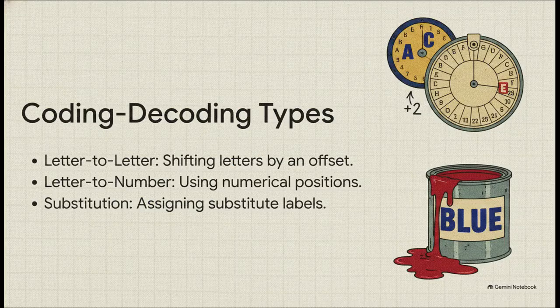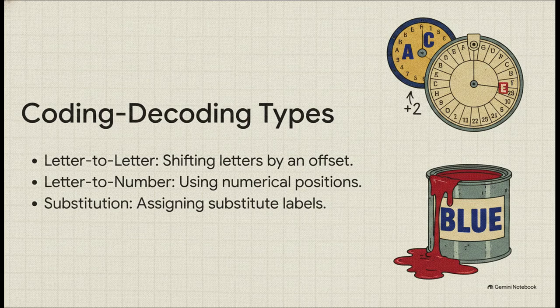So, when they throw coding-decoding questions at you, you've got to know their tricks. They'll usually do one of three things. First, letter-to-letter coding, where they shift letters forward or backward by a fixed offset, like +2 or -1. Second, letter-to-number coding, where they convert letters into those numerical positions we literally just talked about.